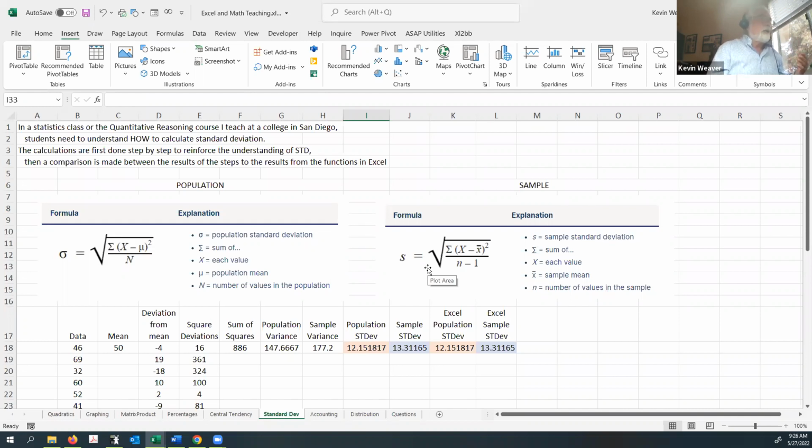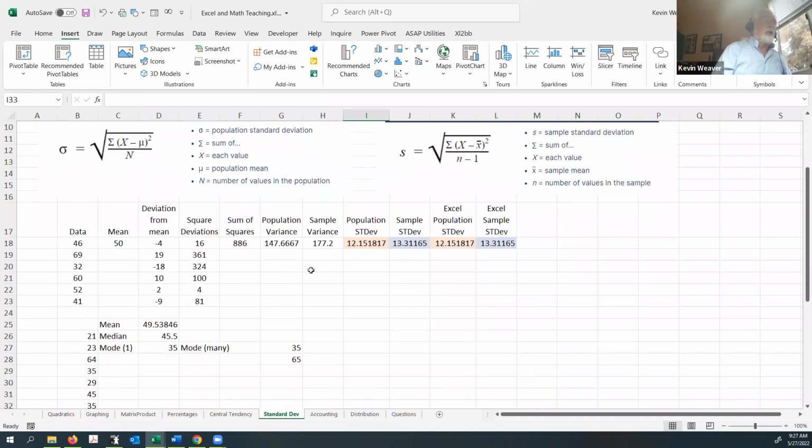The first explanation is that it depends on whether your database represents the entire population, maybe the CDC has a database on COVID in the United States, or whether you're looking at analyzing a sample from the population, like maybe COVID in the state of California, where I live. So there are 2 formulas. They primarily differ by dividing by n or n minus 1. So we play the horrendous game.